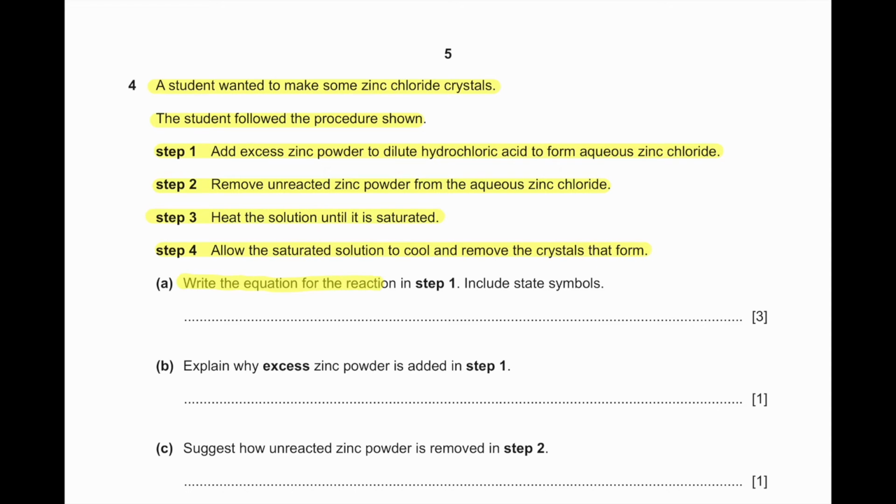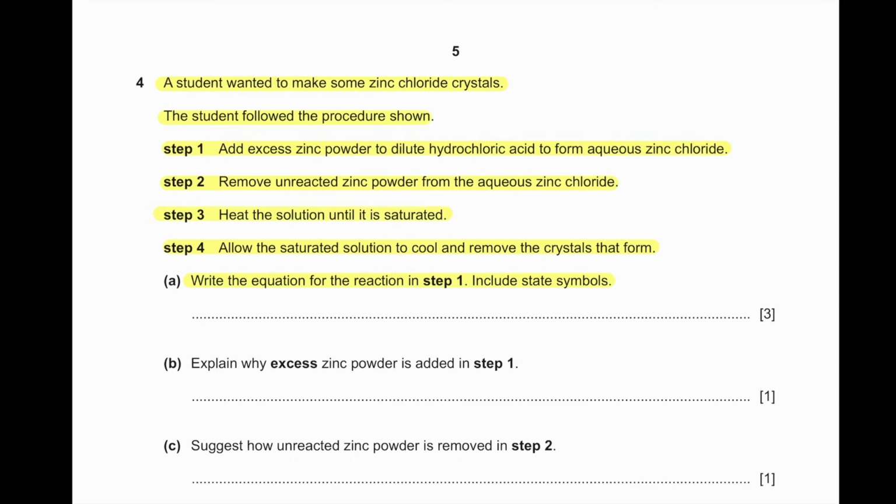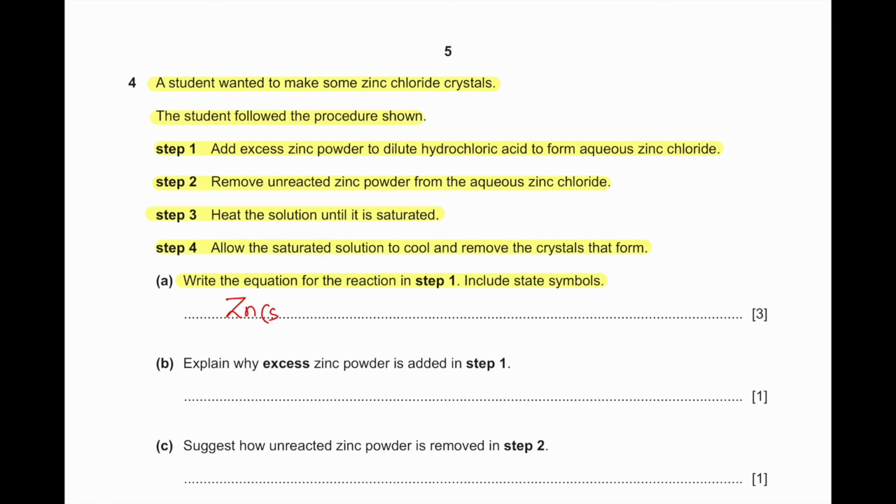Write the equation for the reaction in step 1. Include state symbols. So zinc powder, which is a solid, added with dilute hydrochloric acid, which is aqueous, produces zinc chloride, ZnCl2, which is aqueous, and it will also produce hydrogen, which is a gas. To balance this out, we'll need a 2 here, and the equation balances.